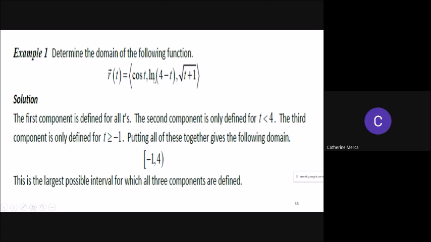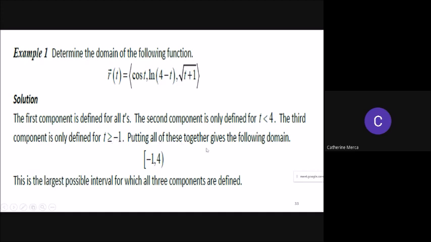So dapat t here should be less than 4 because when t is greater than 4, what will happen? Maging negative value na ito. Kung mas malaki pa siya sa 4, for example 4.1, magiging negative 0.1. ln of negative 0.1 does not exist anymore. Okay? The third component is only defined for t greater than or equal to negative 1. Kasi dapat t plus 1 is greater than or equal to 0, or that should be t is greater than or equal to negative 1.